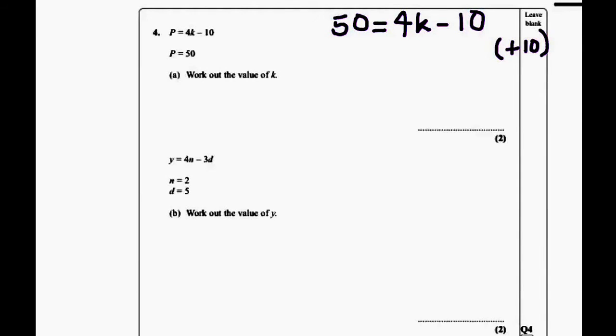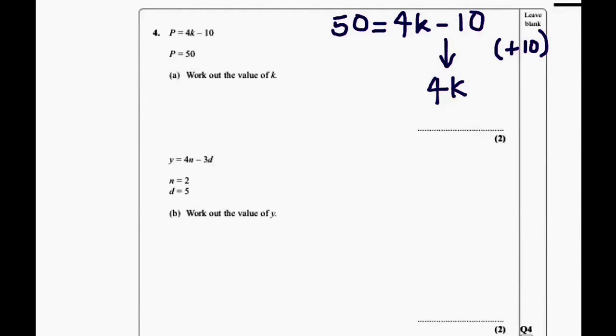So I'm going to add 10. I'm going to do that to both sides. When I do that to the right hand side, I get rid of this bit, the minus 10. So now I'm just left with 4k. But because the equal sign is like a set of scales, and they must balance exactly, if I've added 10 to the right hand side, then I must also add 10 to the left hand side. So that now gives me 60. So 60 is equal to 4 times k.